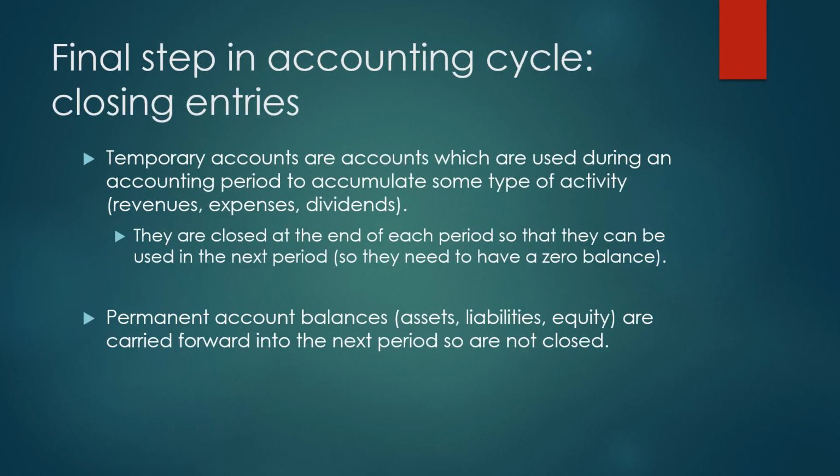The final step in the accounting cycle is closing entries. You don't have to do these entries, but we want to review them. Temporary accounts are accounts which are used during an accounting period to accumulate some type of activity. So revenues, expenses, and dividend accounts are examples of temporary accounts. They need to be closed at the end of each period so that they can be used in the next period. They need to have zero balances going into the subsequent accounting period.